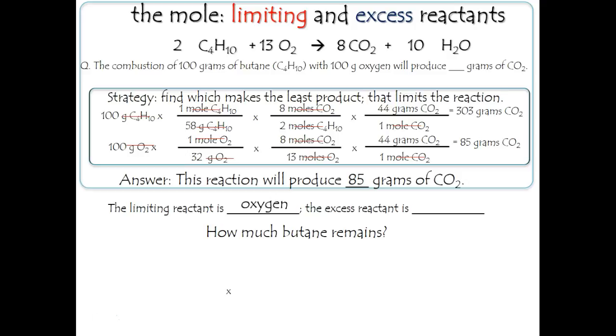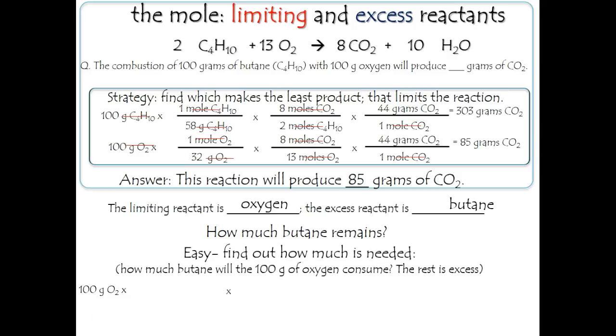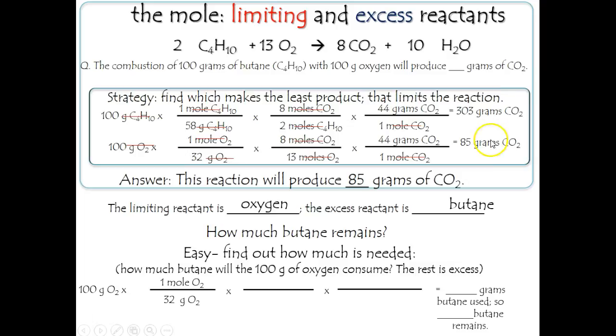The excess must be the butane, but you might ask how much of the butane remains, and that is the kind of thing that I could imagine the AP people wanting you to know. The strategy can be simply, well, how much got consumed, right? And we can do that. We can say, given 100 grams of oxygen, how much butane does it require? That's a three-step process. So we go from grams of oxygen to grams of butane, right? We can do that. 32 grams of oxygen is a mole.